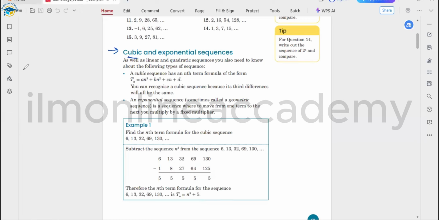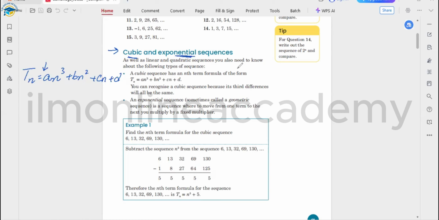So the general form for the cubic sequence is T(n) = an cube plus bn square plus cn plus d. The process of finding out the cubic sequence is somewhat similar to the one we have done previously, that is the quadratic sequence. But here, as we need to go on with a for the cubic sequence, this will be a little bit different.